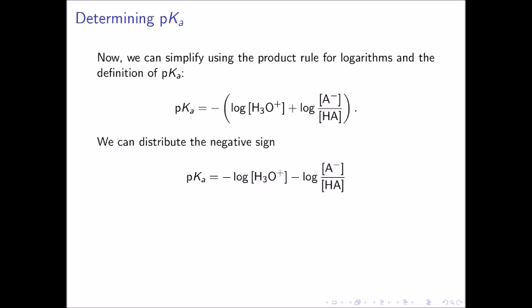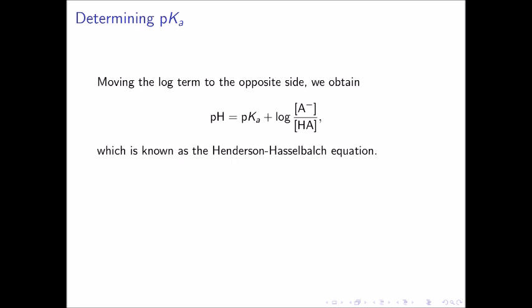Now we can distribute the negative sign, giving us negative log of the hydronium ion minus the log of the ratio of A- concentration to HA concentration. Identifying the first term on the right as the pH now gives us the equation pKa equals pH minus the log of the concentration ratios. The last step is to move the log term over to the opposite side. This yields the expression pH is equal to pKa plus the log of the ratio of A- concentration to HA concentration. This equation is known as the Henderson-Hasselbalch equation.